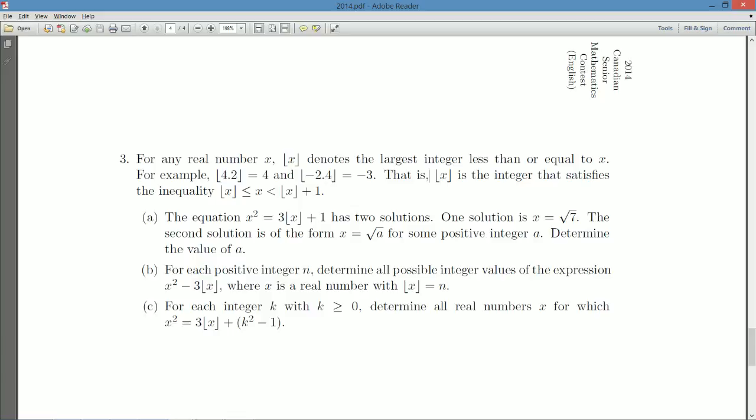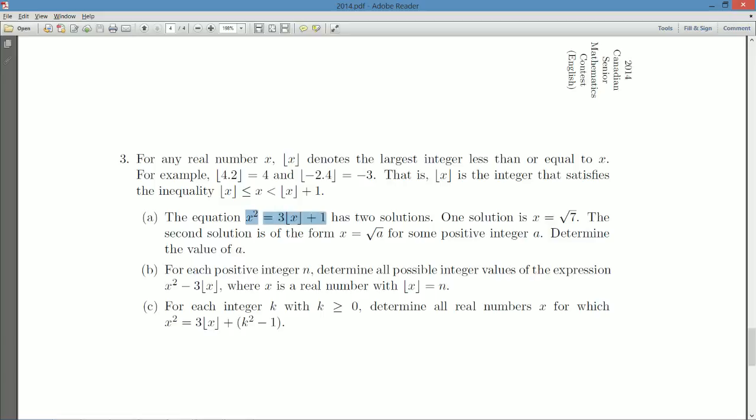So we've got 3 parts to this question. First part: the equation x squared equals 3 floor x plus 1 has 2 solutions. One of them is x equals root 7. The second solution is of the form x equals root a for some positive integer a. Determine the value of a.